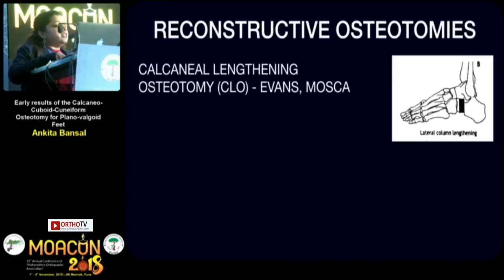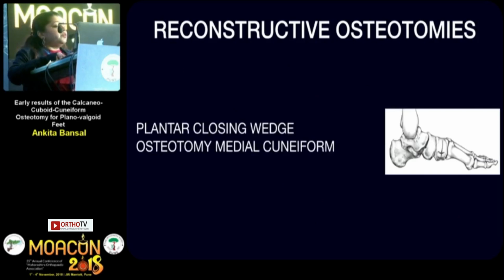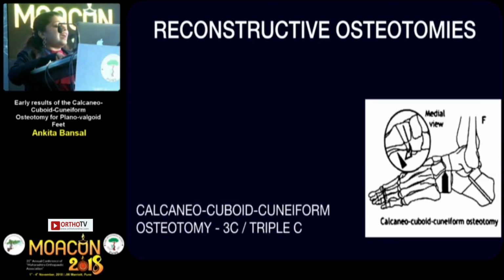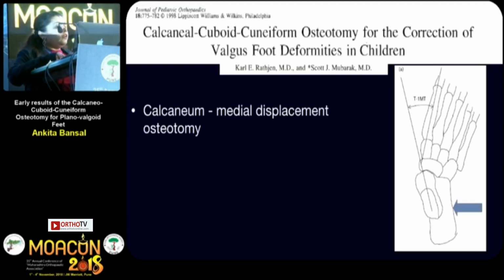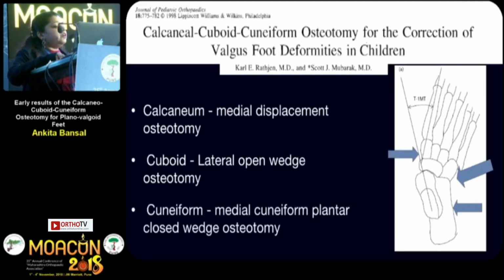Reconstructive osteotomies include the calcaneal lengthening osteotomy, the Evans or the Mosca osteotomy described in 1975, the posterior calcaneus displacement osteotomy as described by Kustaganis, the plantar closing wedge osteotomy of the medial cuneiform, the Cotton medial cuneiform osteotomy, the double calcaneal osteotomy, and the calcaneocuboid cuneiform osteotomy, also known as the 3C or the triple C osteotomy. This was described in 1998 by Scott and Mubarak, and they did a calcaneal medial displacement osteotomy, a cuboid lateral open wedge osteotomy, and a medial cuneiform plantar closed wedge osteotomy.